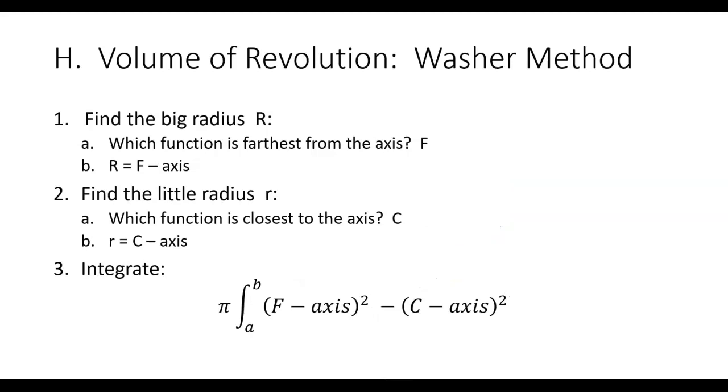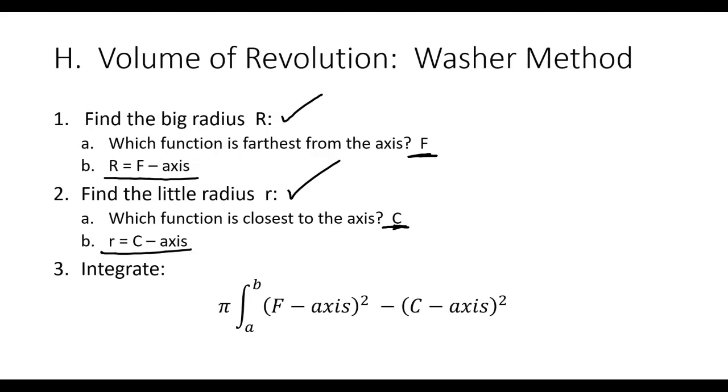So since you have 2 circles, you're going to have 2 radiuses. One of them is going to be a bigger circle and one's going to be a smaller circle. So you're going to have a big radius and a little radius. The big radius is the one that's farthest away from the axis of rotation. So find your big radius by identifying which function is farther away from the axis. I'm going to call that one f. And the big radius will be that f minus axis. To find your little radius, you're going to identify which function is closest to the axis. I'll call that one c. So your little radius is c minus the axis.